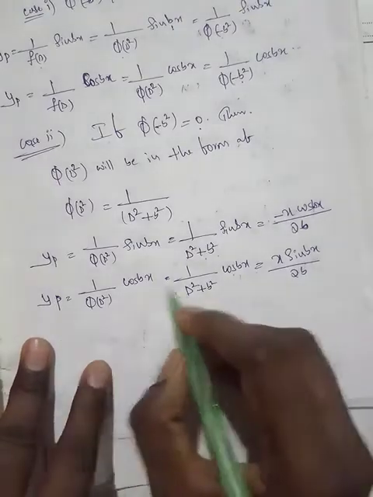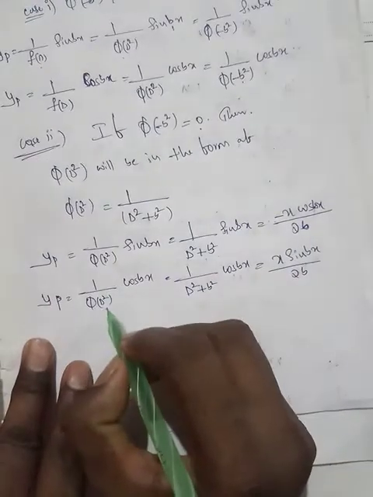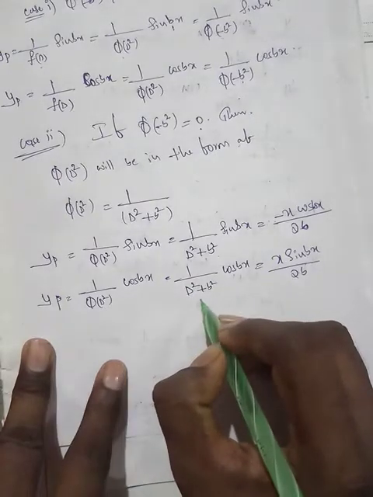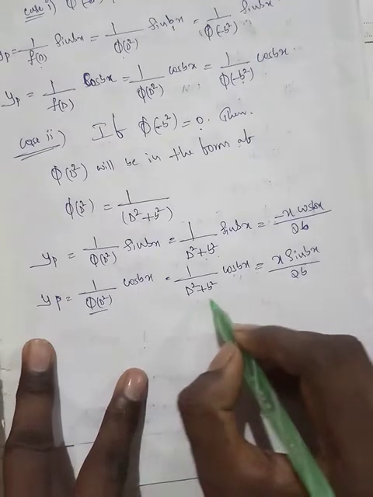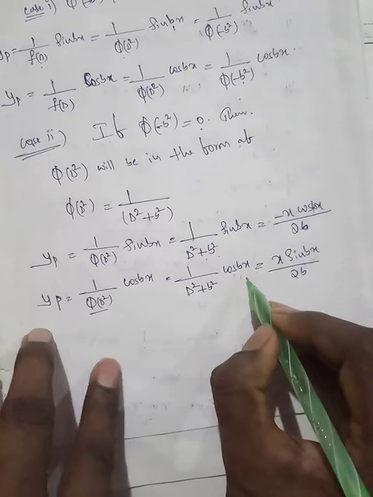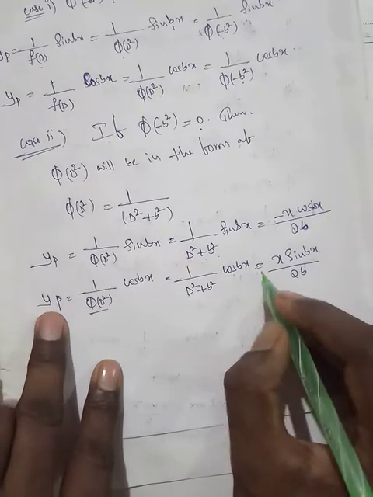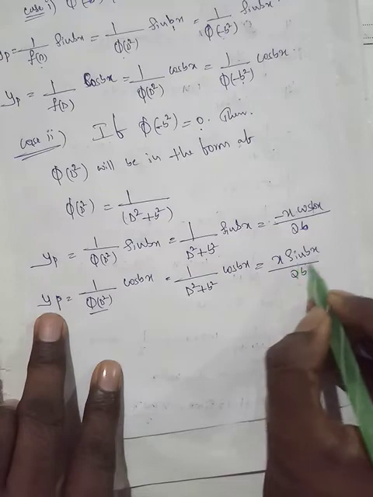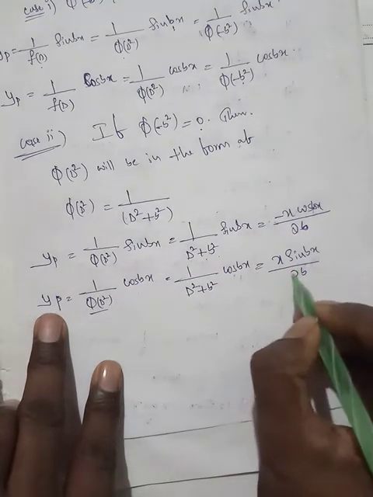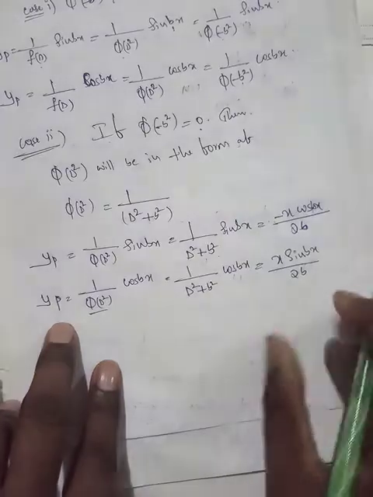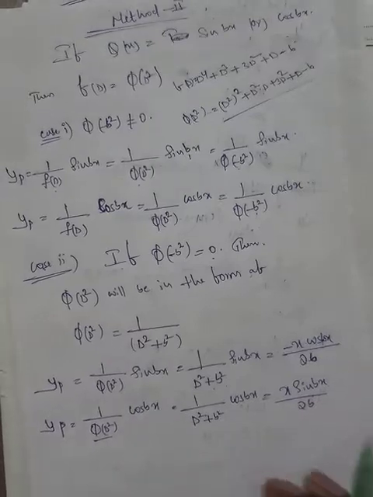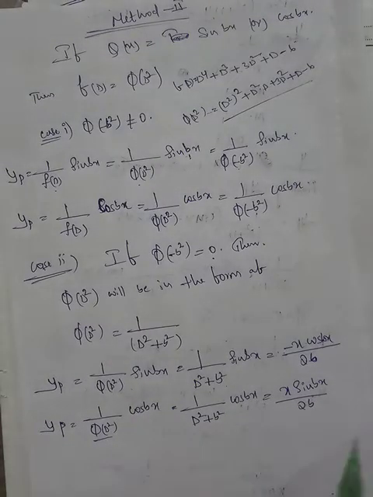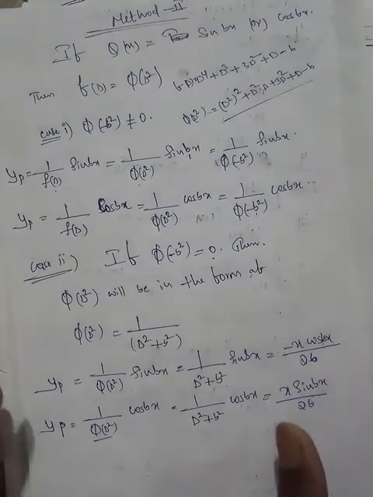So yp equals 1 by phi of D square into cos bx, equal to 1 by D square plus b square into cos bx. In this type of situation, the yp is x into sin bx by 2b. So these are the formulas. If you want to note them down, just pause the video and note them down. We'll see one problem now.